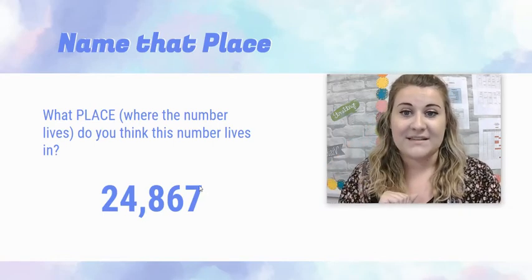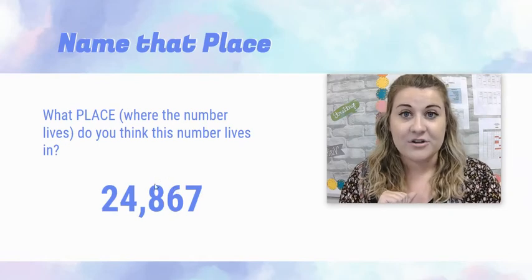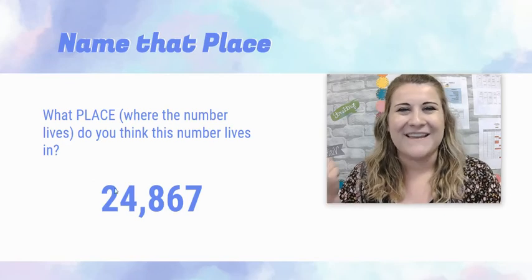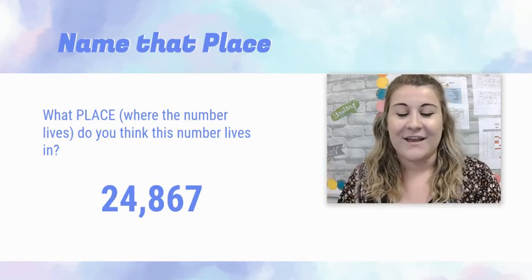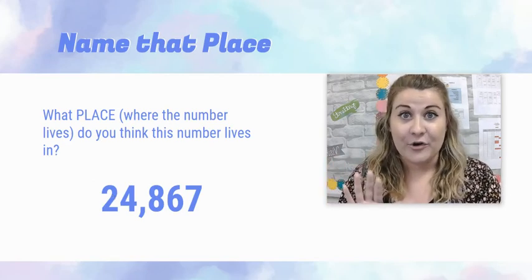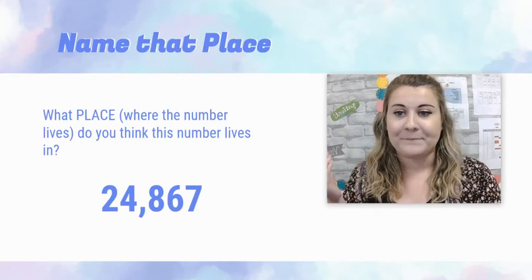The ones, which is where the 7 is, the tens, which is where the 6 is, the hundreds, which is where the 8 is, the thousands, which is where the 4 is, and the 10,000s, which is where the 2 is. So be very careful when you're labeling these, okay?